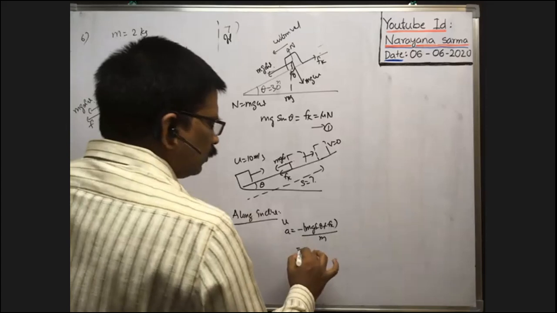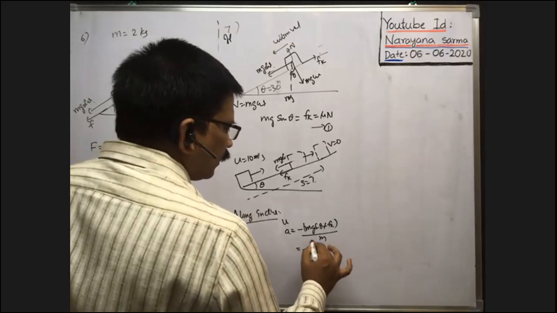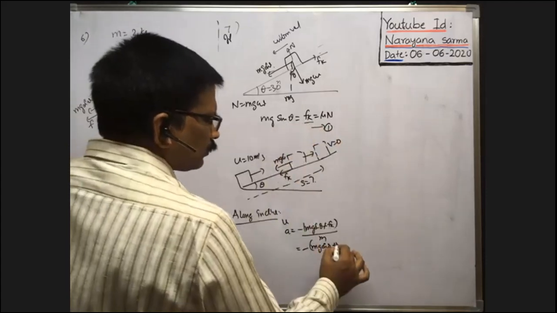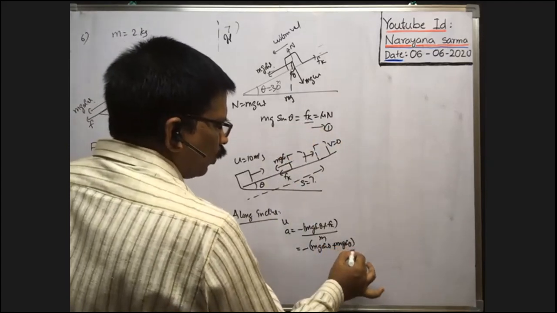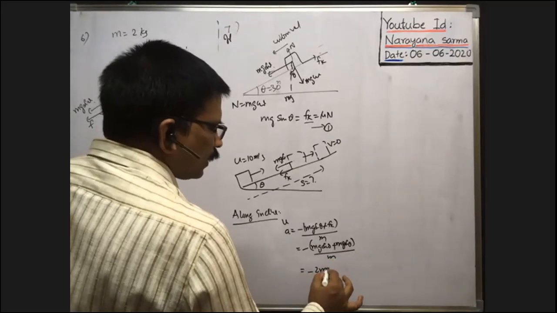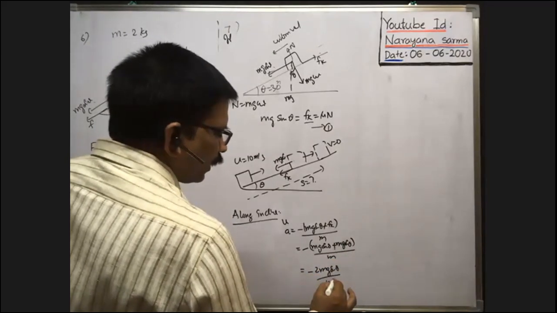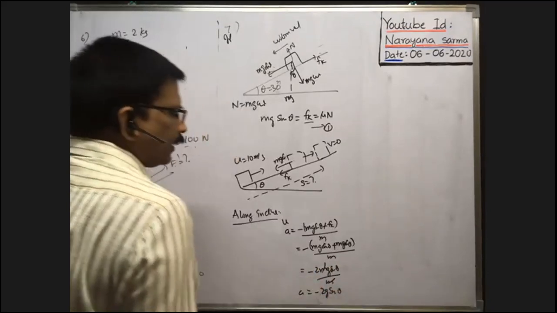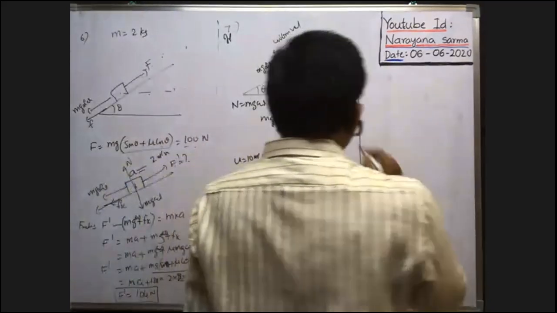This is equal to minus (mg sin theta plus Fk), and Fk is equal to mg sin theta only, no? So minus 2 mg sin theta by m. The m's cancel. So a equals minus 2g sin theta. This is the retardation. Final velocity is 0.